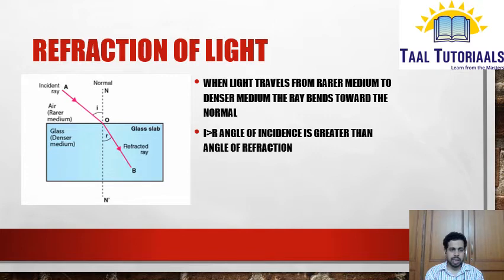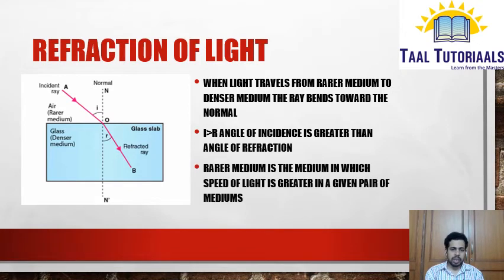It is not the case like reflection, where the angle of incidence is the same as the angle of reflection. Here it depends on whether light travels from rarer medium to denser medium or denser medium to rarer medium. Here the angle of incidence is greater than the angle of refraction. Rarer medium is the medium in which the speed of light is greater in a given pair of media, as I already told you.